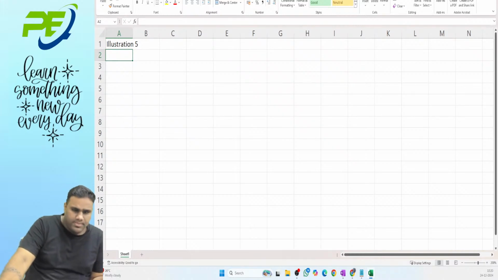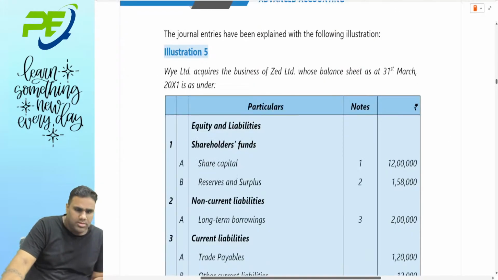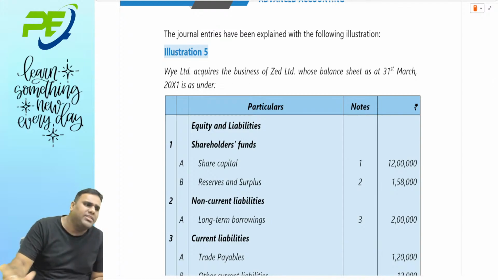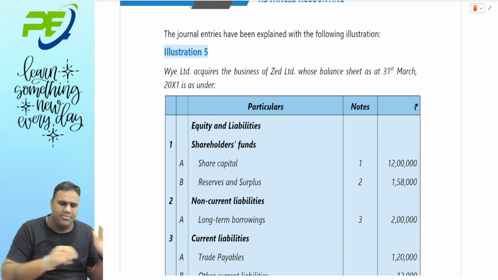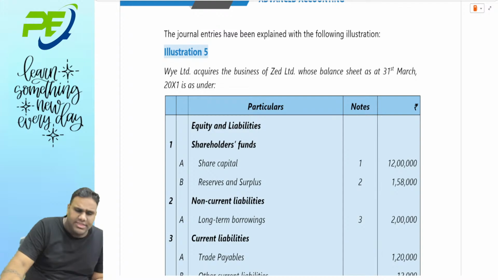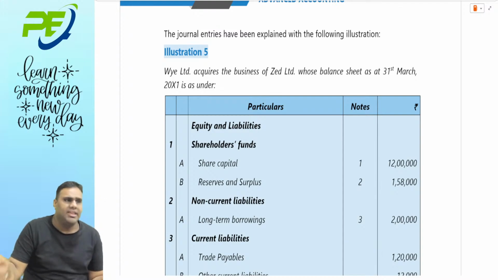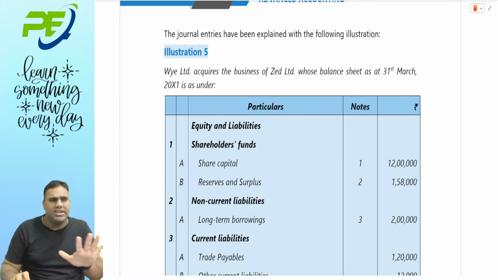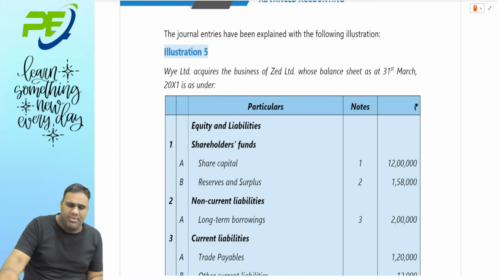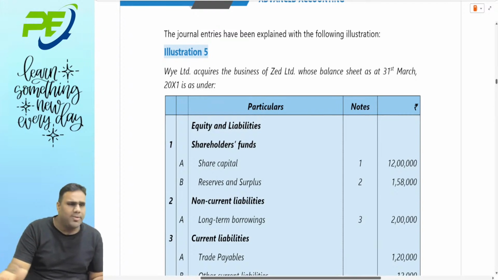Illustration 5. Y Limited acquires the business of Z Limited. Who is the purchasing company? Who is the selling company? Z Limited, whose balance sheet as at 31st March is as under. In amalgamation and internal reconstruction, I would strongly suggest there is no point reading the balance sheet first. First read the adjustment requirement and then you can read the balance sheet. However, as this is the first problem, I'll take you through the entire problem quickly.